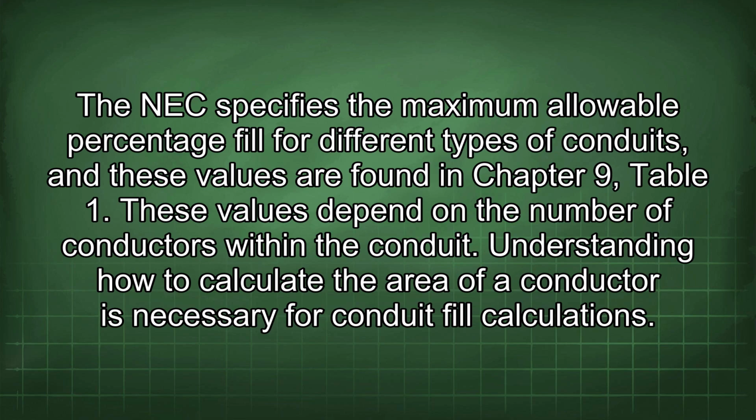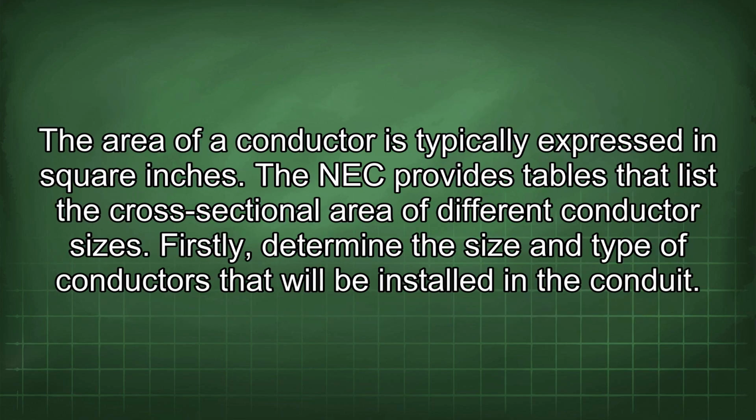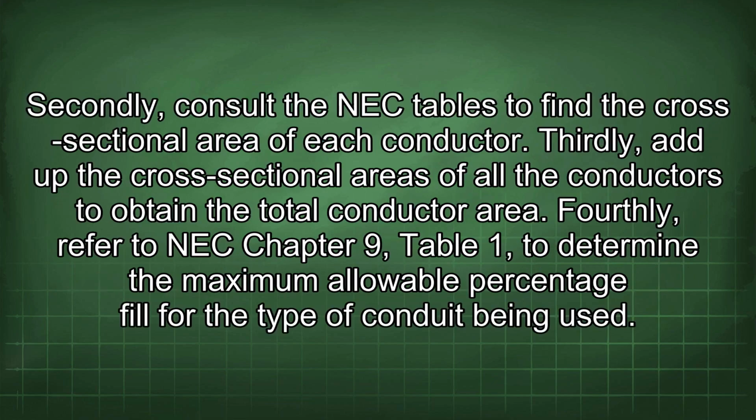Understanding how to calculate the area of a conductor is necessary for conduit fill calculations. The area of a conductor is typically expressed in square inches. The NEC provides tables that list the cross-sectional area of different conductor sizes. Firstly, determine the size and type of conductors that will be installed in the conduit. Secondly, consult the NEC tables to find the cross-sectional area of each conductor. Thirdly, add up the cross-sectional areas of all the conductors to obtain the total conductor area.